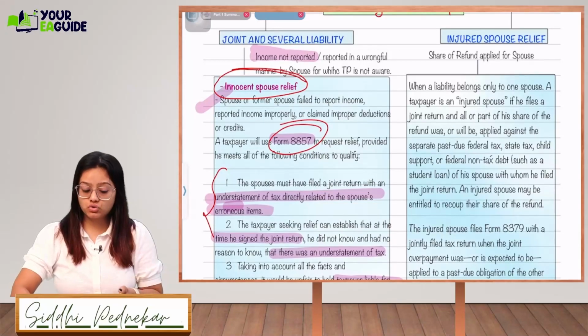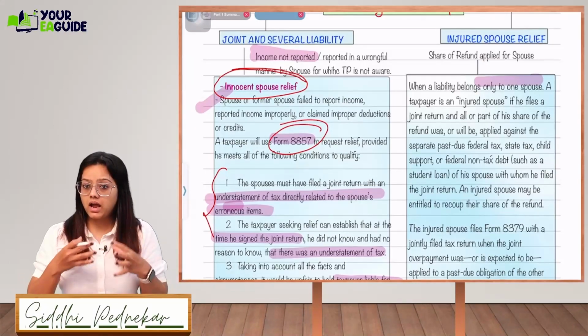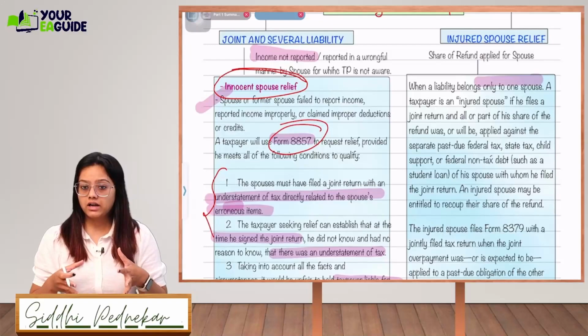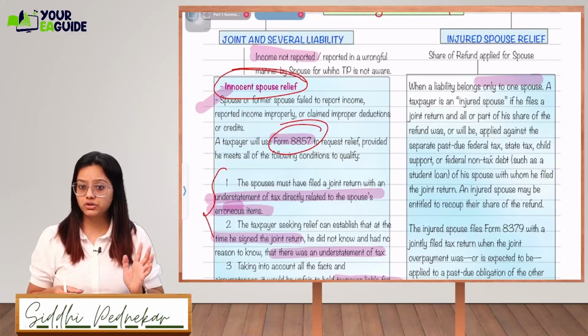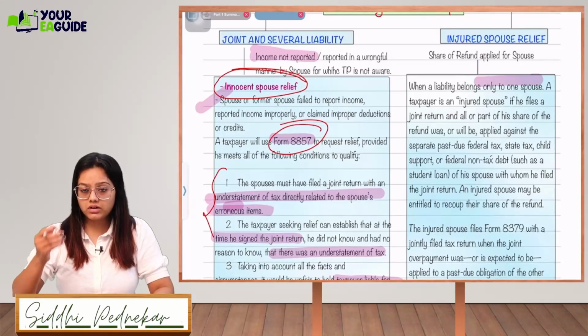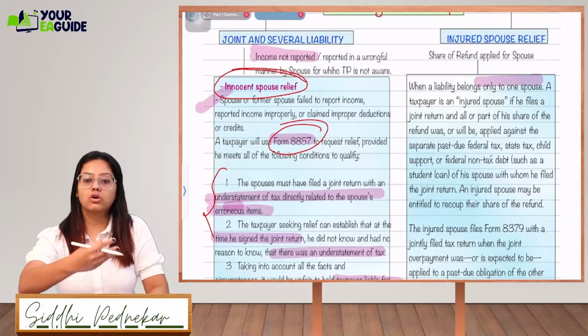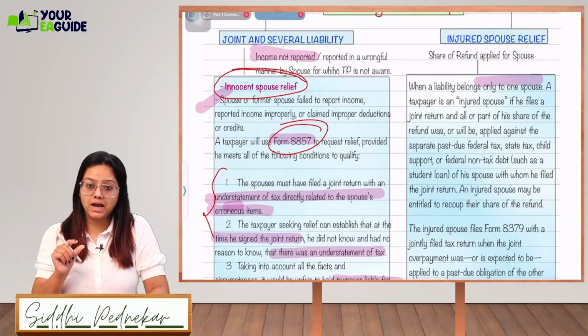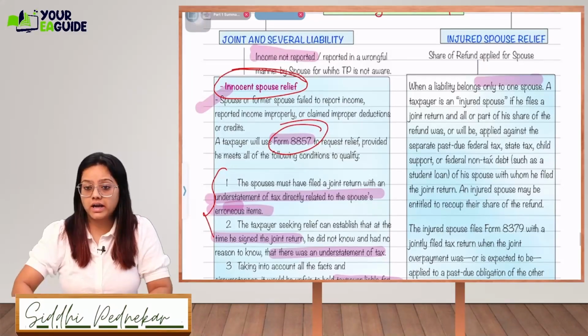When a liability belongs to one person, to one spouse, a taxpayer is an injured spouse. If he files a joint return and all part of his share of refund, I filed a joint return with my husband for example, and I am only earning, I am paying all the taxes, and now when the refund comes, it is applied against the spouse's past dues. So it is not a fair thing. I am earning, I am paying taxes, so I should get the whole refund in my account instead of applying that refund to my spouse's previous taxes. Okay, so that is not allowed.